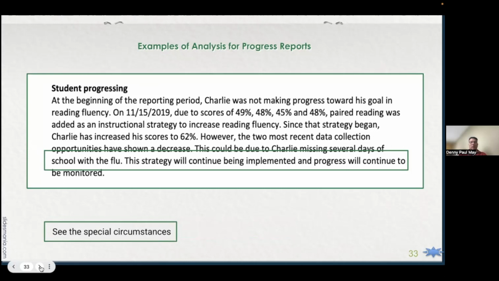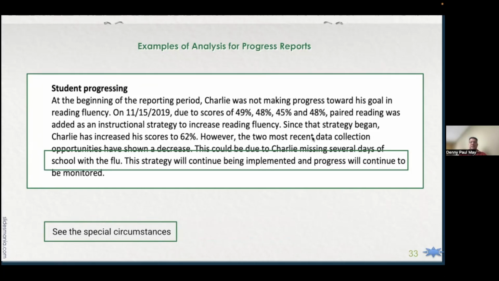And then you got one where the student's progressing, but then you also see what we did here as far as analysis. At the beginning of the reporting period, he was not making progress toward his goal in reading fluency. We had scores of 49, 48, 45, 48. Paired reading was added as an instructional strategy to increase reading fluency. Since that strategy began, he's increased his scores to about 62%.